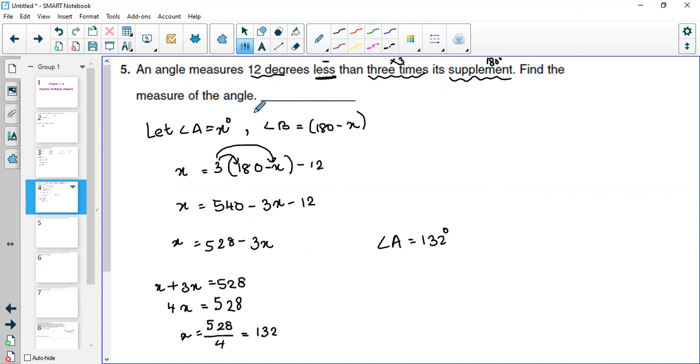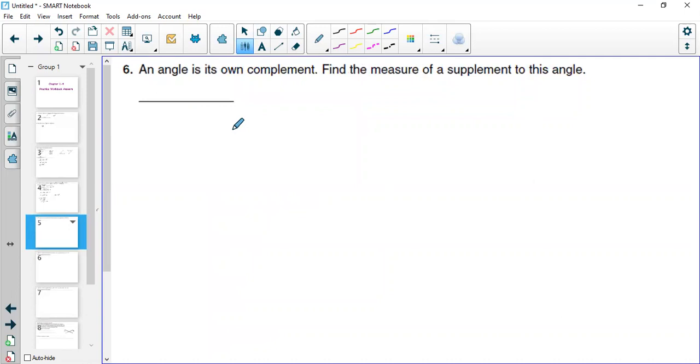Now, if the question says find the measure of the supplement, then you will do 180 minus 132. I also told you during the class, be careful. If the question says only find the measure, just find only the number, that's only the angle, the value of x only. But if the question says find the measure of the complement or the supplement, then you will subtract the value of x from 180. The question here says only the measure of the angle, no supplement, no complement. So you just find the value of x. So that is 132 degrees. Fine. Let's move on to question number 6.